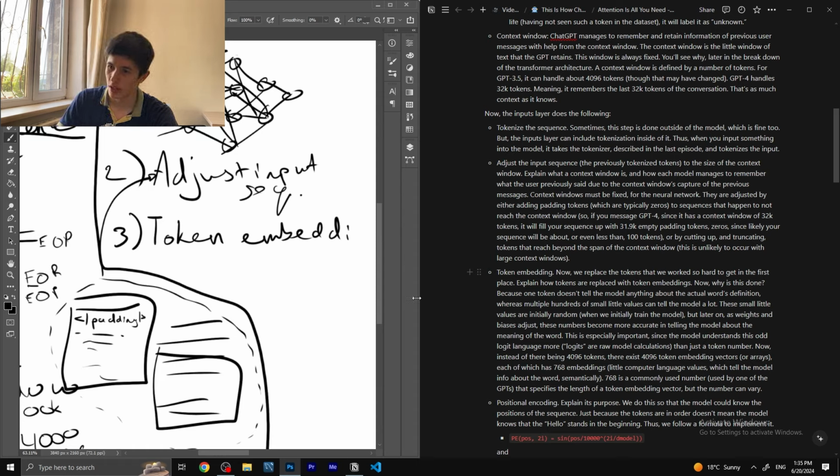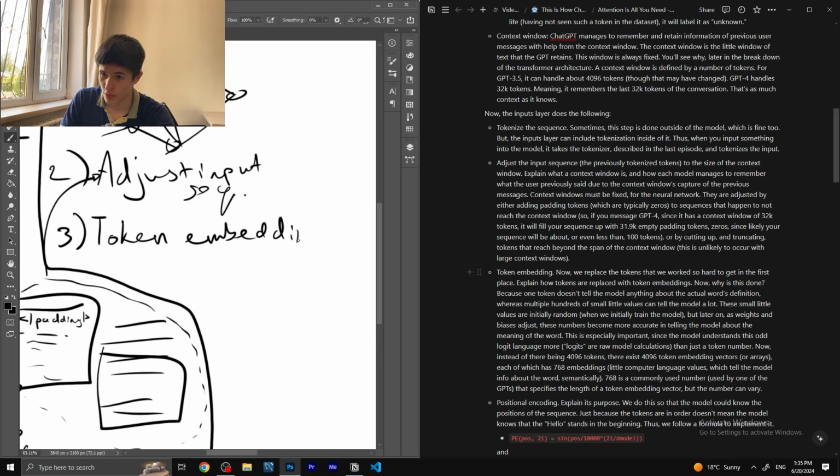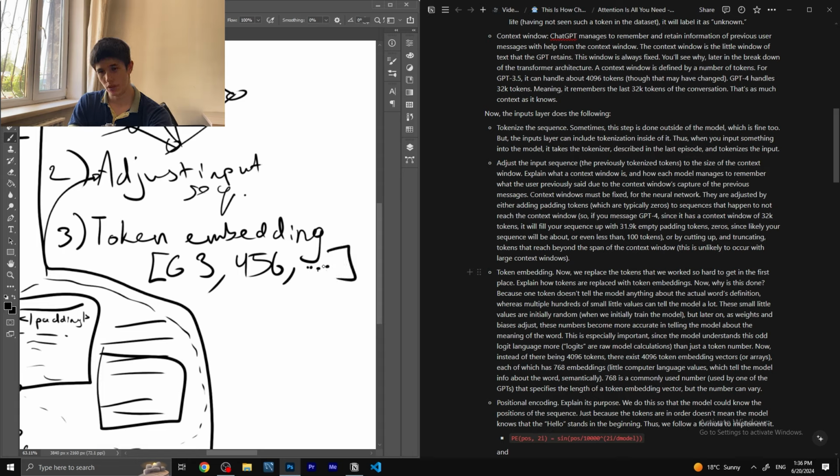As you can see here, we replace the tokens that we worked so hard to get in the first place. You can imagine it like an array of tokens, like 63, 456. You give it to the ChatGPT model, and it tokenizes your input up to 4096 tokens in total. Well, we replace each actual token with an array. So now it looks like this.